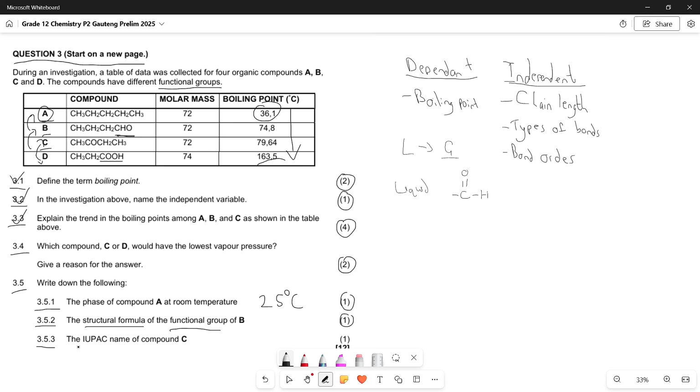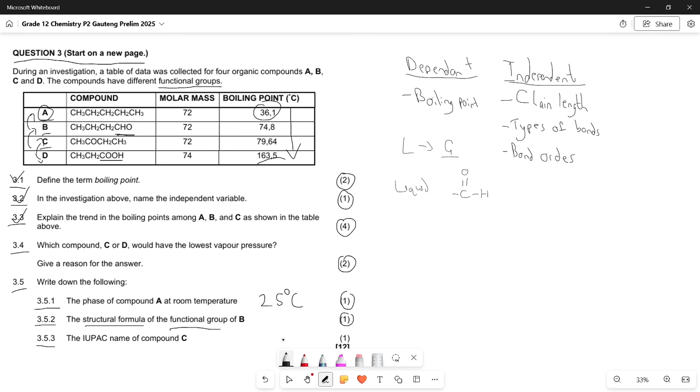And then last question, 3.5.3 says write down the IUPAC name of compound C.